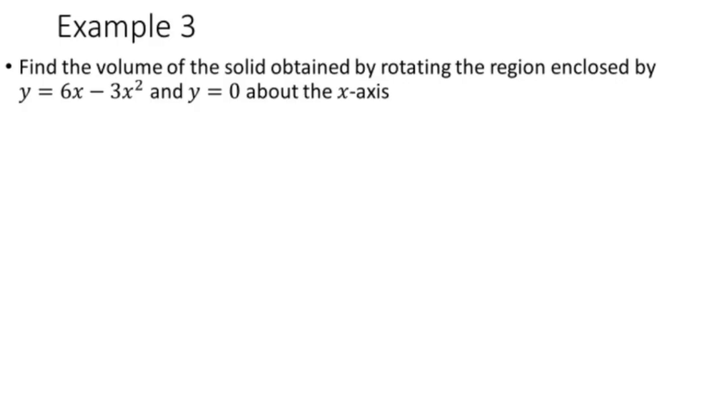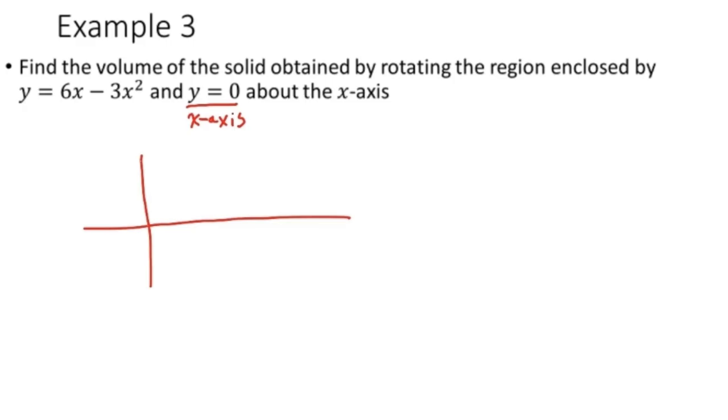Next, we're going to find the volume of the solid obtained by rotating the region enclosed by y equals 6x minus 3x squared and y equals 0 about the x-axis. One thing to note is that the line y equals 0 is the equation that represents the x-axis. So because we're revolving around the x-axis and one of the bounds of our region is the x-axis, that tells us we are using the disk method.